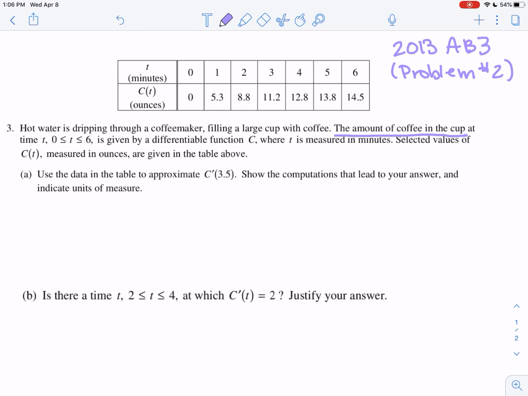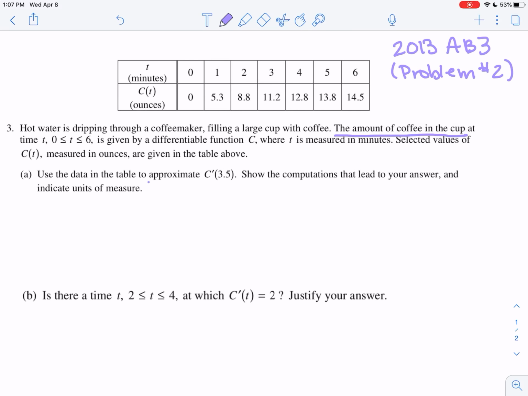All right, so part A, use the data in the table to approximate c prime of 3.5. Show the computations that lead to your answer and indicate units of measure. I'm actually going to take this a step further and also explain the meaning in context, because you'll see that in some of the other problems coming up, and I want you to keep that template that I gave you earlier in mind and practice that. It's very typical for part A of a table problem to be just slope between 2 points, and that's what we've got here.